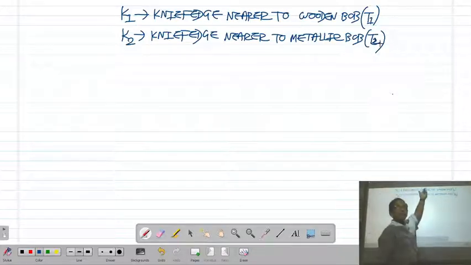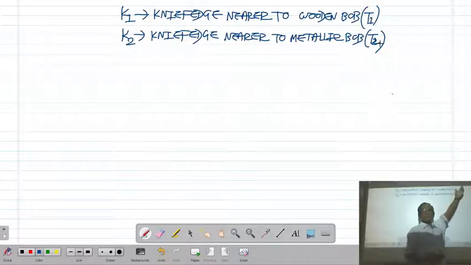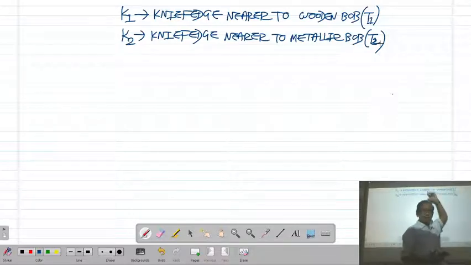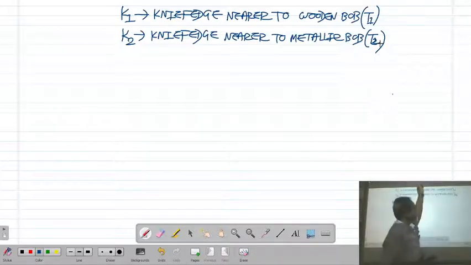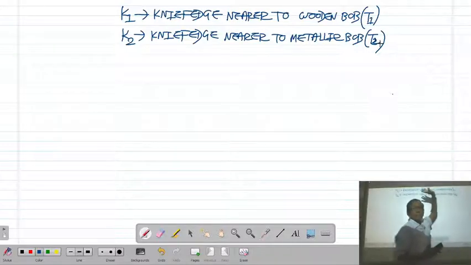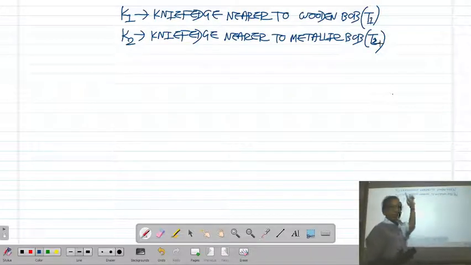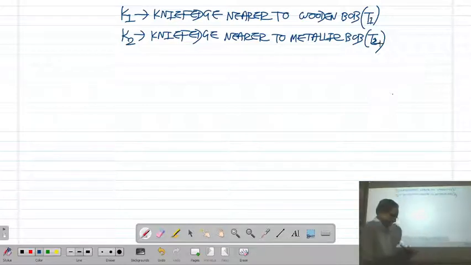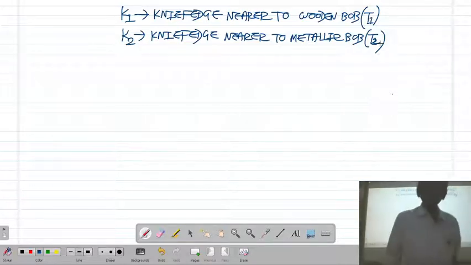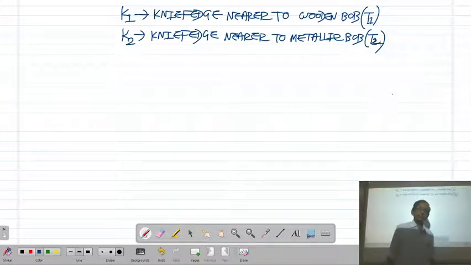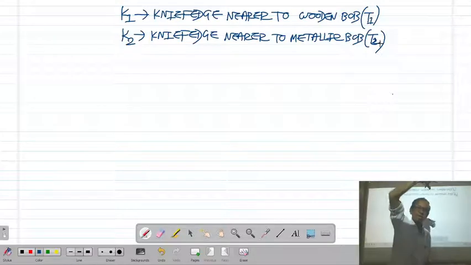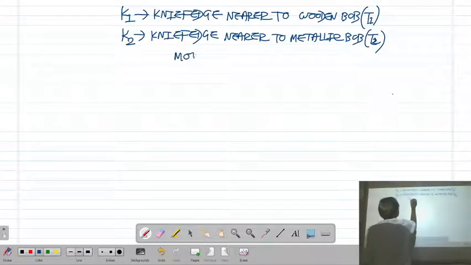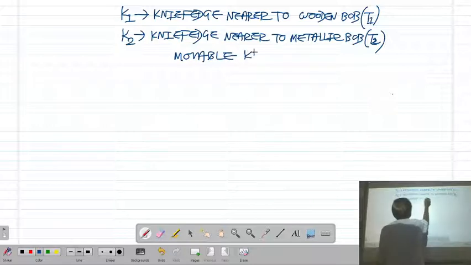There are two knife edges. The knife edge near the wooden bar is K1, and the periodic time measured with respect to it is T1. The second knife edge, which is nearer to the metallic bar, is called K2, and the periodic time measured with respect to it is T2. In the first experiment, we kept the distance between the two knife edges fixed, because that was the experiment with fixed knife edges. This is the experiment with movable knife edges.